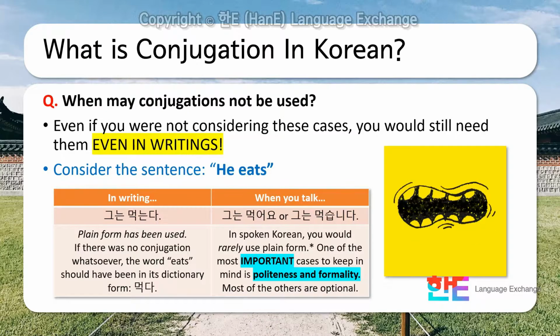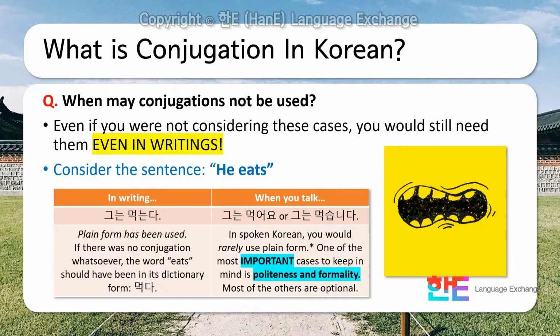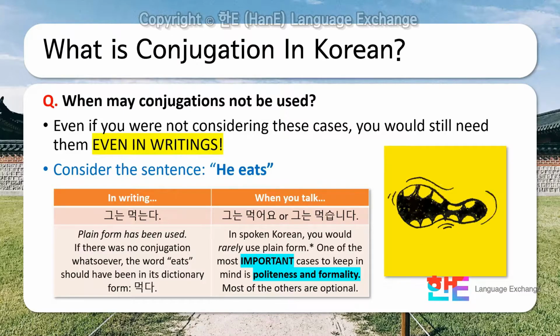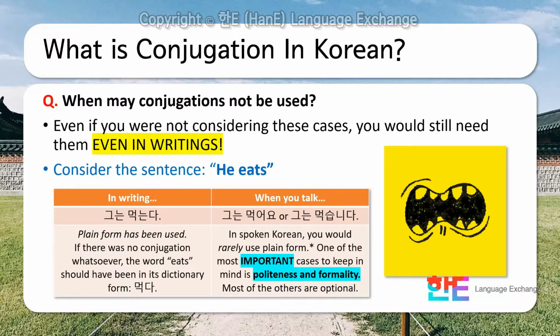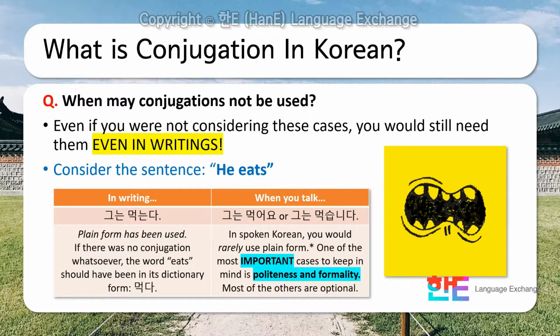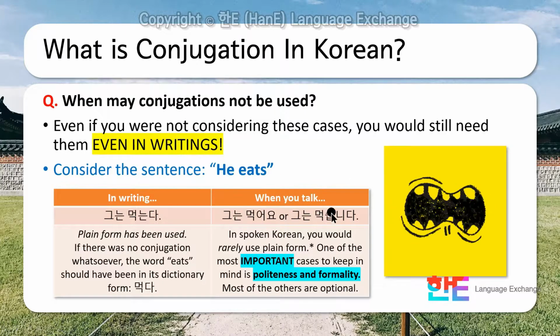Now when you talk, in terms of conversation, we might have, for example, 그는 먹어요, or 그는 먹습니다. The former case is polite as well as informal, so casual and polite. The latter case, 그는 먹습니다, is polite as well as formal. In spoken Korean, so colloquial Korean, you would rarely use plain form, but it's still conjugated. So notice how it's conjugated and not in its dictionary form.